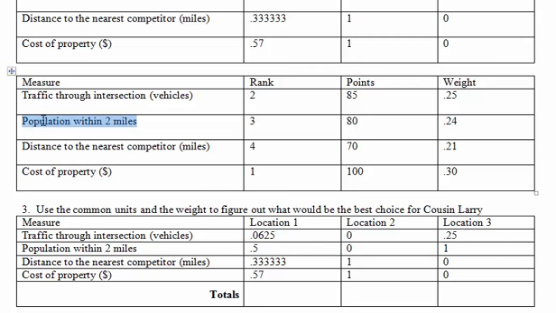Next up, population within 2 miles. According to Cousin Larry, that's 0.24 of his total emotion. All the stuff he cares about with this property, 24% of it is about this. So each one of these has to be multiplied by 0.24. So 0.5 times 0.24 is 0.12. 0 times 0.24 is 0. 1 times 0.24 is 0.24.